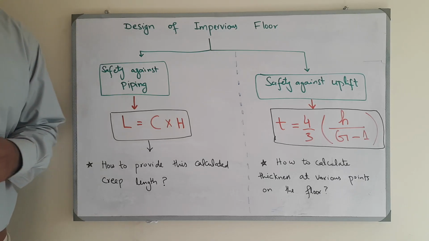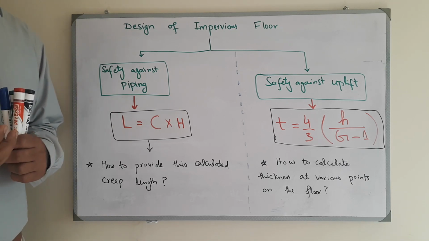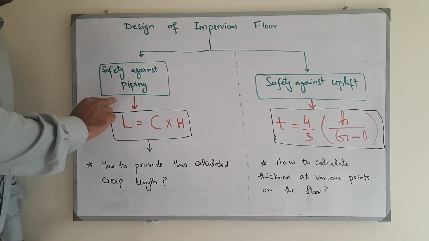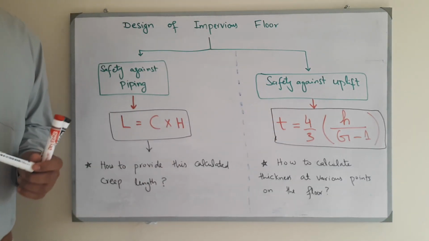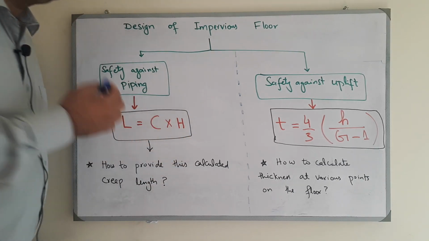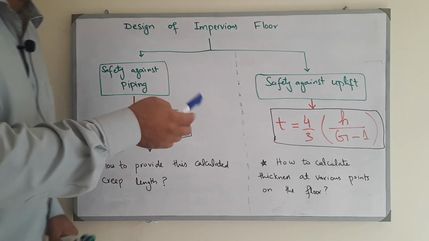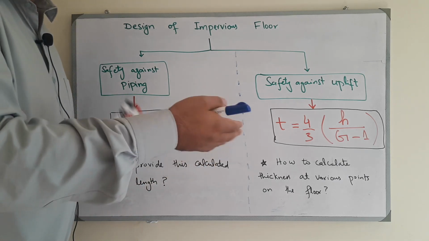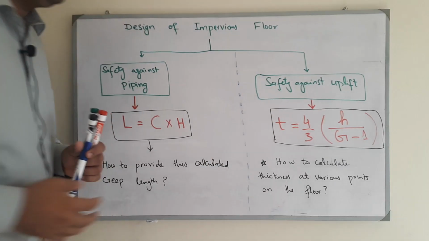In the first part of our Bligh's theory lecture, we studied how we develop the criteria for impervious floors to be safe against piping and to be safe against uplift. In that video, part 1, we derived how you find the length of the impervious floor that will be safe against the phenomenon of piping, and how much the thickness of the impervious floor should be at various points so that it is safe against uplift.